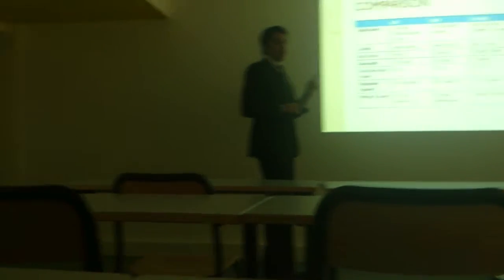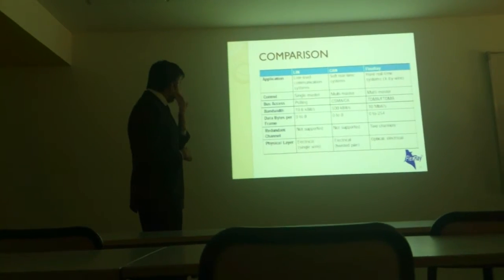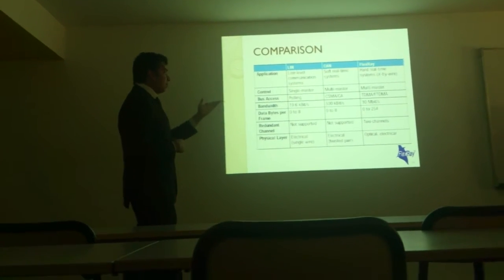Physical layer transmission in LIN is using a single wire. It's an electrical physical layer. It's a twisted pair in CAN, and in FlexRay it's optical and electrical.